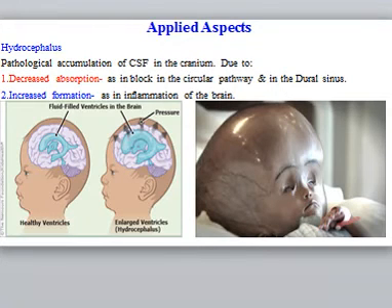Now we are coming to the end point, the applied aspects. Hydrocephalus is abnormal accumulation of cerebrospinal fluid in the skull, associated with enlargement of the head. During obstruction of any foramen through which cerebrospinal fluid escapes, the ventricular cavity dilates, and this condition is called internal hydrocephalus. It is also known as non-communicating hydrocephalus.